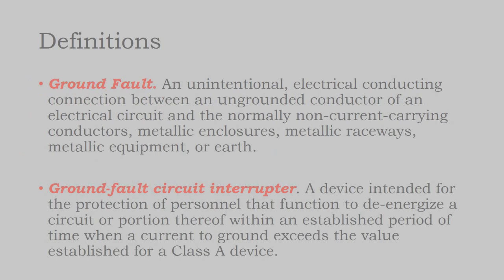Ground fault, an unintentional electrical conducting connection between an ungrounded conductor of an electrical circuit and the normally non-current carrying conductors of metallic enclosures, metallic raceways, metallic equipment, or earth. In other words, whenever you have an ungrounded conductor, that's a conductor at high voltage. It's not connected to ground. It's not connected to zero voltage. So you don't have high voltage flowing into a low voltage state.